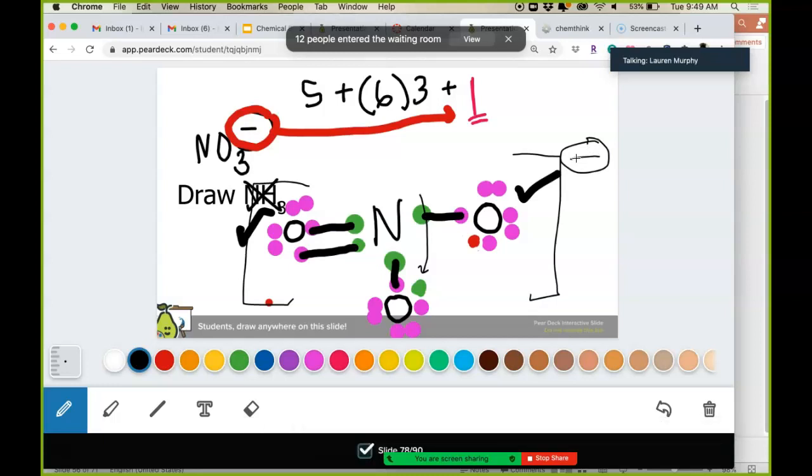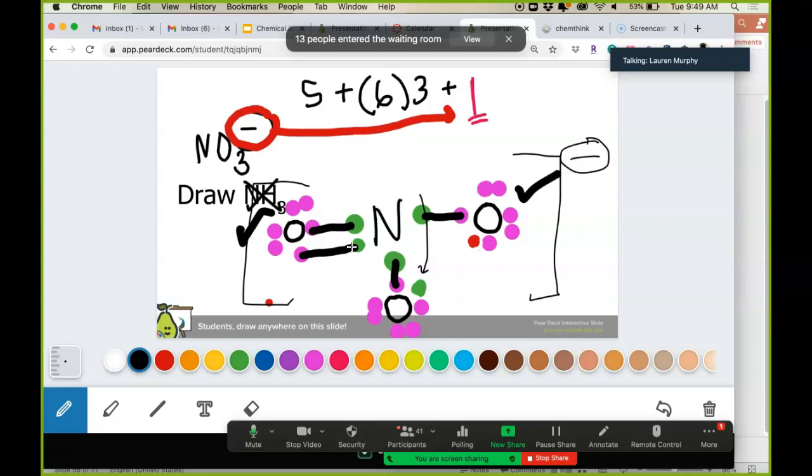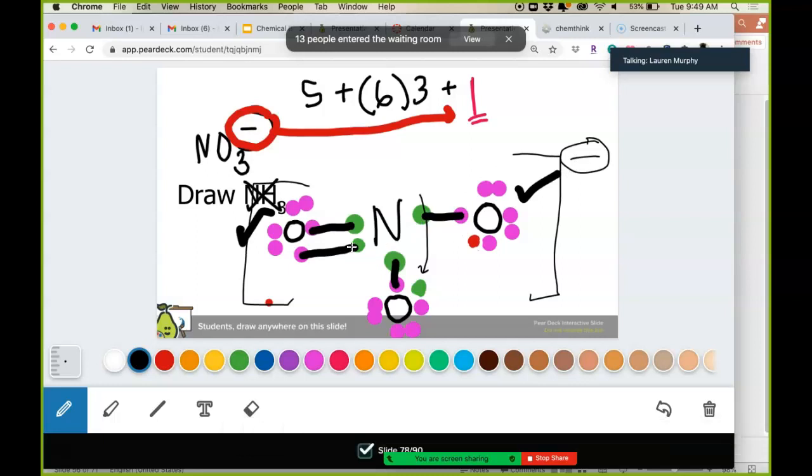So this is the last thing from this chapter. These are called Lewis structures of ions. And so this is where we will finish.